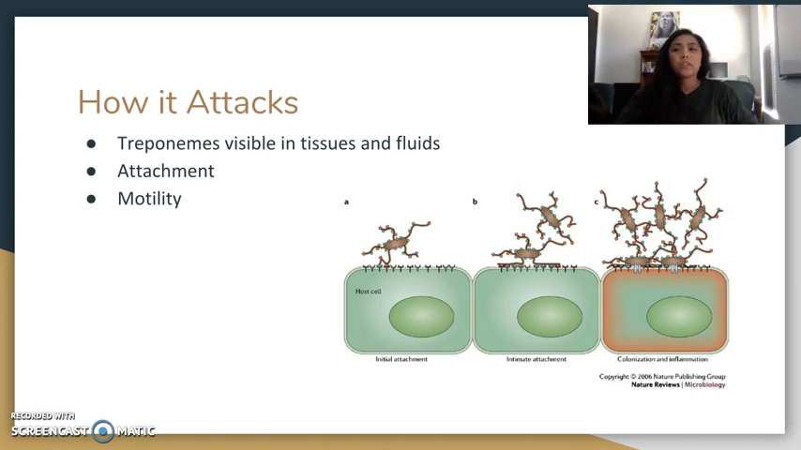So for motility, syphilis is very motile as it rotates longitudinally. That's common to some spirochetes. Because it can rotate longitudinally and is very motile, it can swim through a lot of gel-like material, allowing it to adapt to unique habitats.